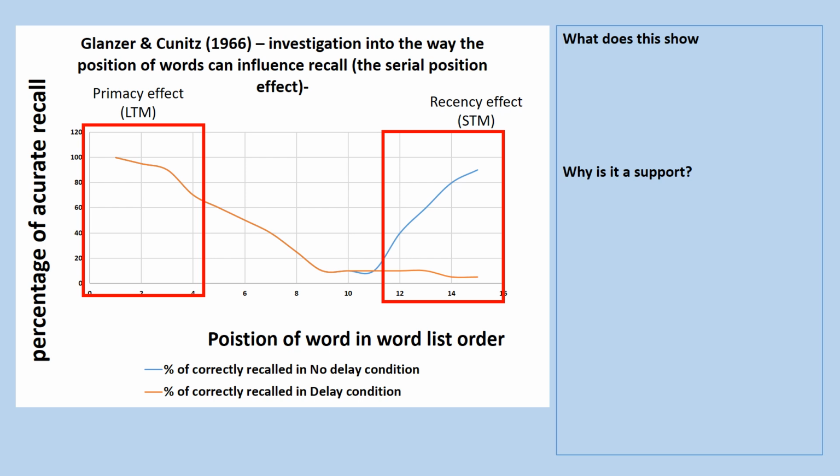So I want you to look at that data. Just look at what that graph has on it, and I'd like you to consider these two questions. You can talk to the person next to you about what you think, but I'd like to go through and say, what does this graph show, and why is it a support for the multi-store model of memory? Okay, just spend a few minutes talking it through, and then we'll go through it as a group.